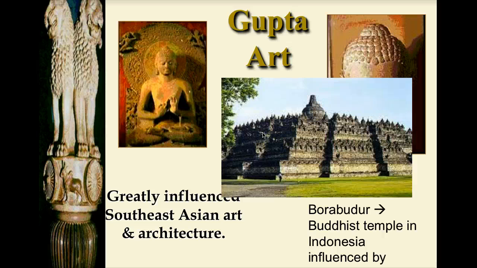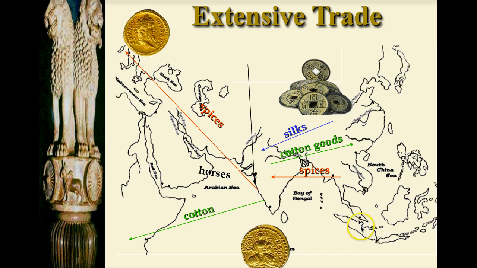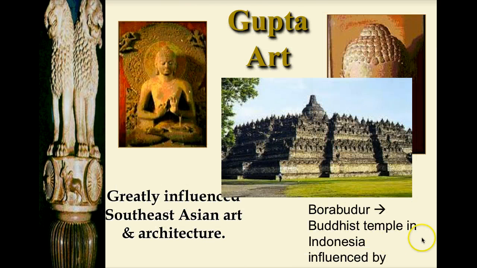Okay, so the Gupta art is a really, really big deal. What you have here is the Borobudur, which is a Buddhist temple in Indonesia. Well, it's either Hindu or Buddhist, but this feature right here indicates that it would be a Buddhist temple. And Indonesia is right here, and if I'm not mistaken, then the temple would be on this island. So you can see this is an example of the Gupta art based on Hindu that's traveling out.